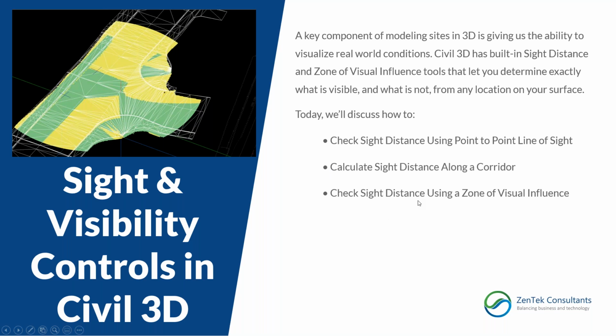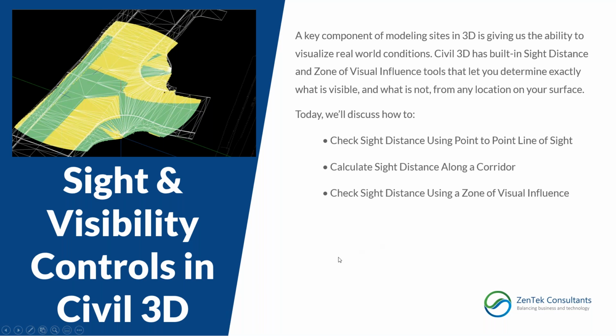And the last one is checking the visual zone of influence. That's kind of the reverse of the point-to-point. You pick an object or a location, and you have Civil 3D calculate how far away people can see that object. They're all really useful visual tools, and they all work together in one single item that will really help you pin down your design.